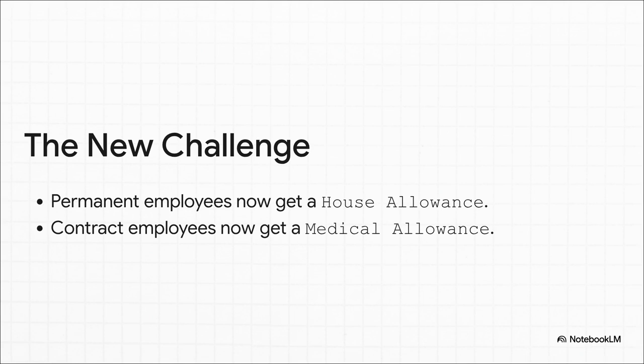They've got 2 new, very specific rules for us. So here's the new curveball. Permanent employees, and only them, are now supposed to get a house allowance, and contract employees, and only them, get a medical allowance. You see the problem?